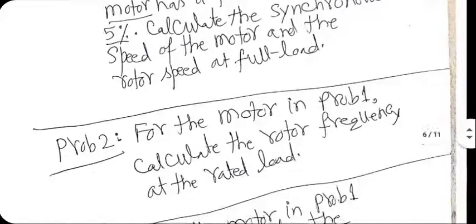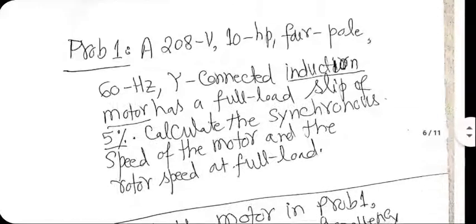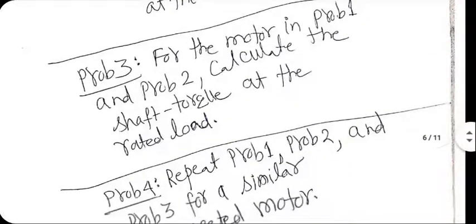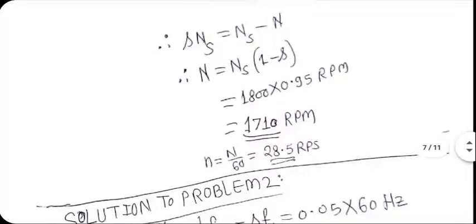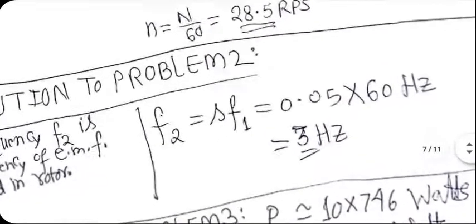Now problem 2, for the motor in problem 1, calculate the rotor frequency at the rated load. Rotor frequency is S times stator frequency. S is 0.05 and F1 is 60 hertz. So 0.05 into 60 will give you rotor frequency in hertz. Yeah, right here, 3 hertz.